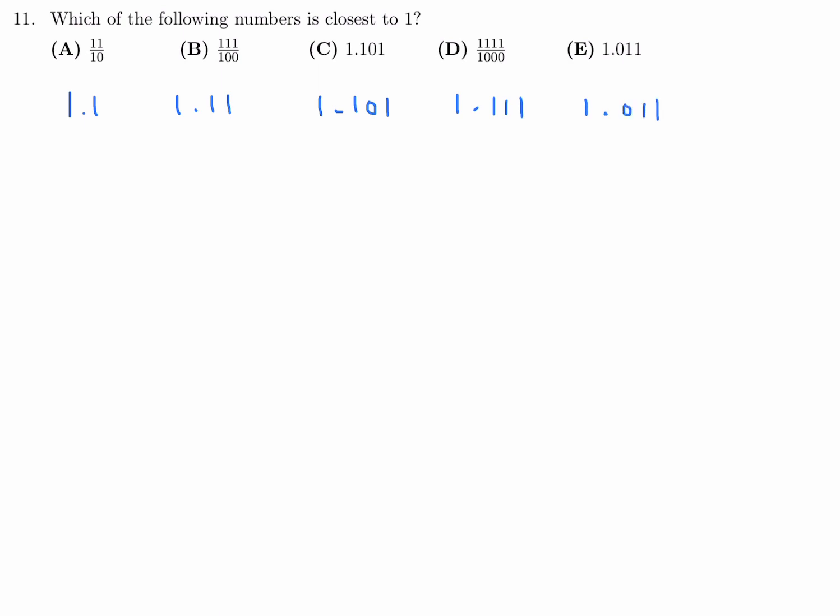So which one of these is closest to 1? It's the smallest number, and that will be closest to 1, right? So of these, the smallest number is obviously this one right here. So that would be closest to 1. So 11, the answer is E.